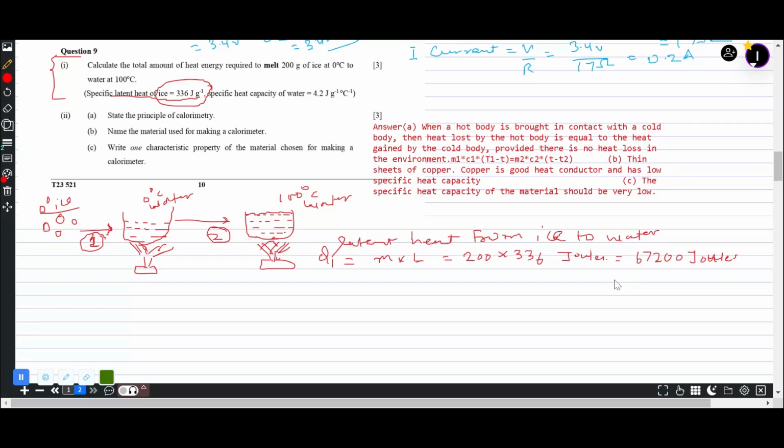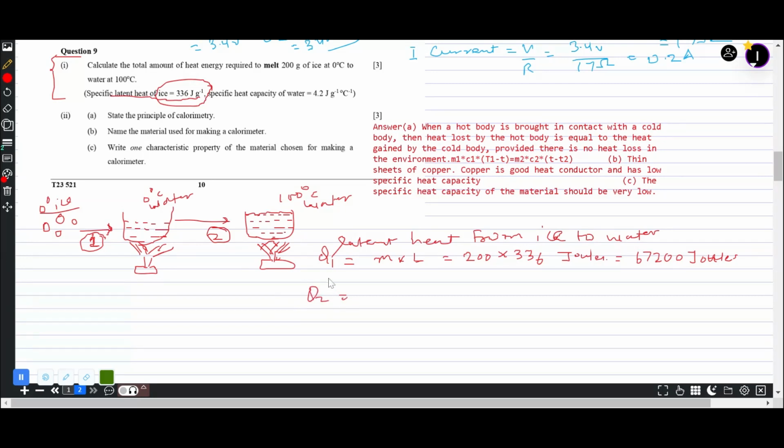If they wanted, I could have converted it to calories by the standard joules to calorie formula, divided by 4.2, or whatever they gave. Here also they have given joules, so they have not asked for calories, but joules can be converted to calories. So this was the first part. Now we will see Q2.